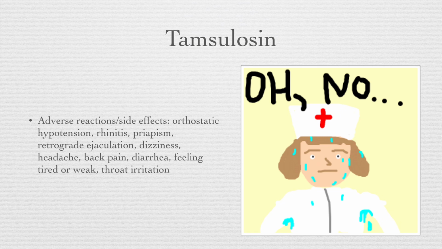So, orthostatic hypotension is more common when you first start taking Tamsulosin or when your doctor increases your dose. It can also happen when you stop and start back on Tamsulosin.